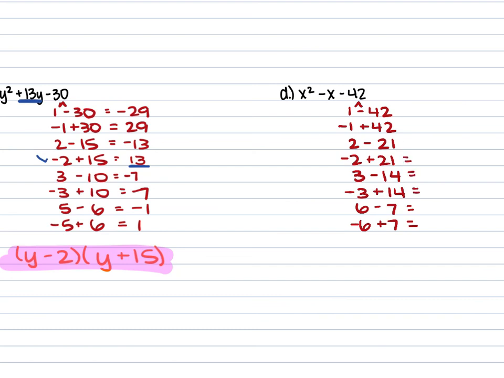If we combine these, for the first one, we get a negative 41, then a positive 41. 2 minus 21 is negative 19, and then positive 19. 3 minus 14 is negative 11, positive 11. 6 minus 7 is negative 1. Negative 6 plus 7 is positive 1. We're looking for a negative 1, which we get with the 6 and the negative 7. So this factors out to be x plus 6 times x minus 7.